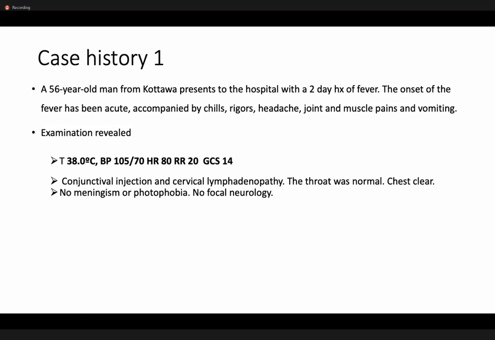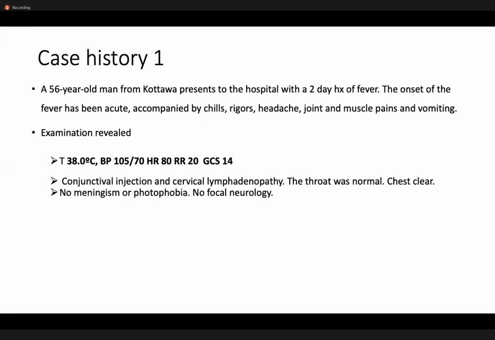GCS stands for Glasgow Coma Scale, which is basically a measure that we do by the bedside to see the level of consciousness. But in addition, he had a conjunctival injection, which means that basically he had very red eyes because of dilatation of the conjunctival vessels. So we use the word conjunctival injection when the vessels are dilated and they are very prominent, but the background color of the slit is still quite white.